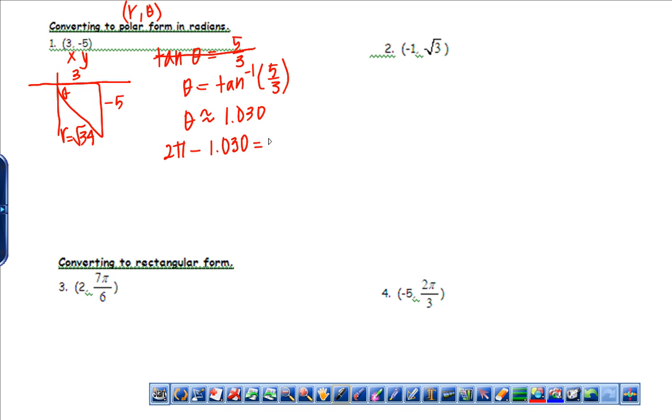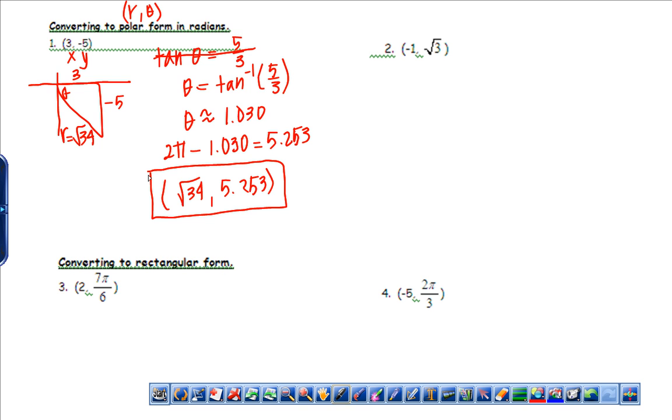And that's going to be about 5.253. So writing your answers in r comma theta, your r is √34 and your theta is about 5.253.